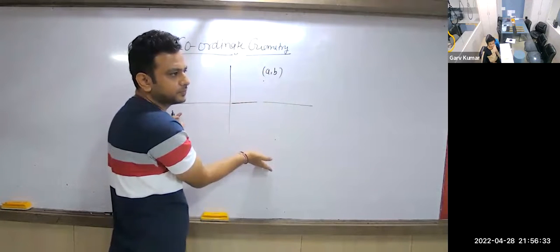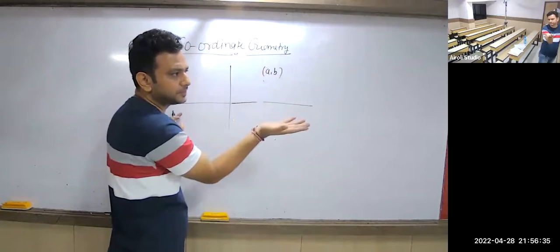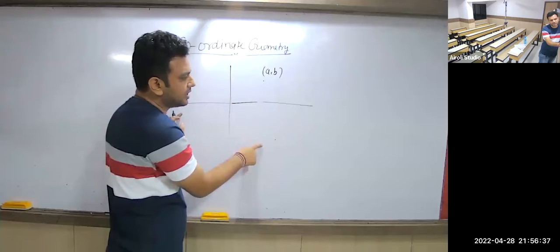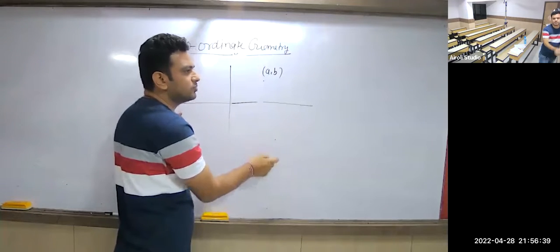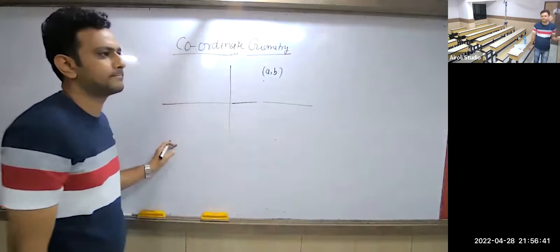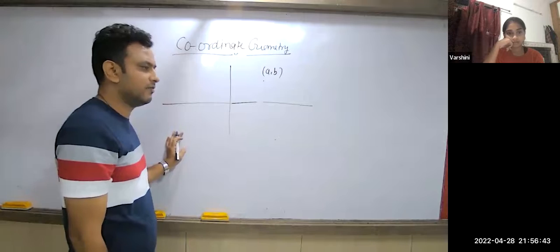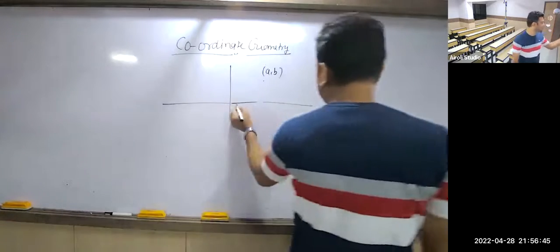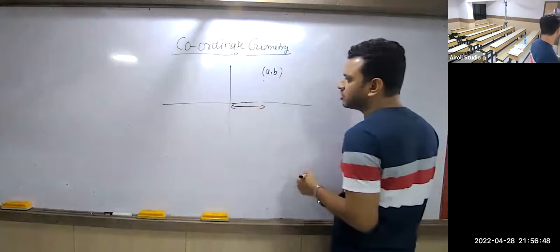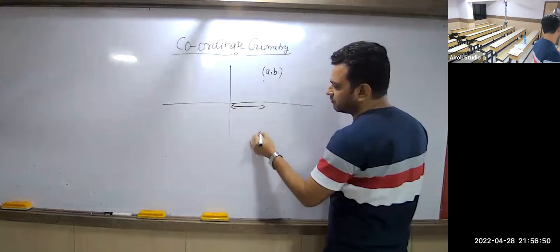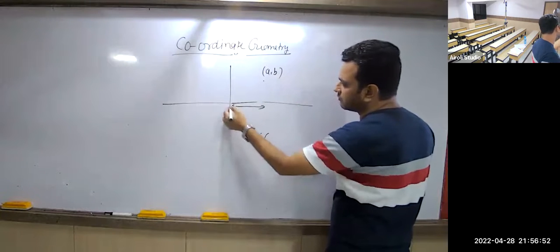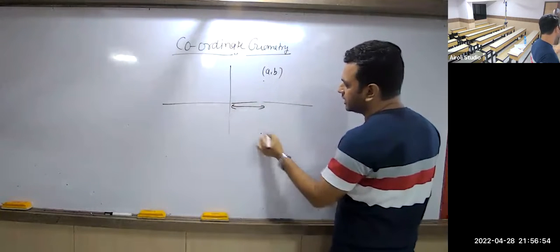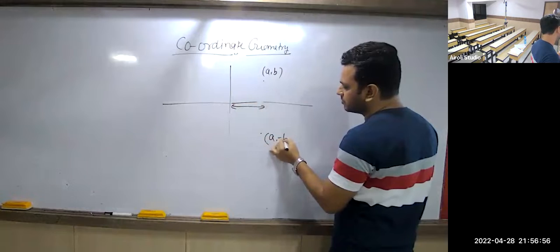You get the opposite side of the mirror. So can anyone tell what will be the coordinate of this point? (a, -b). Very good. Because the distance from the y-axis will not change, only the reflection will come. So y will be negative. So a as it is, and this will become minus b.